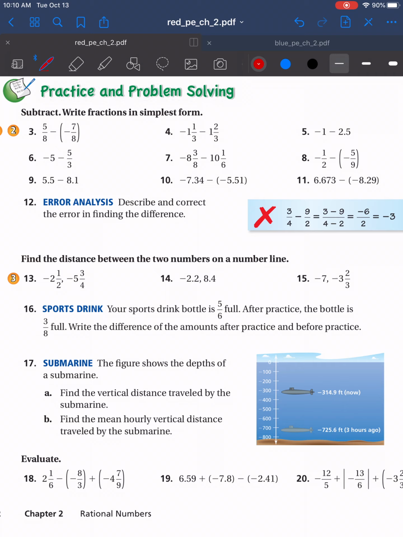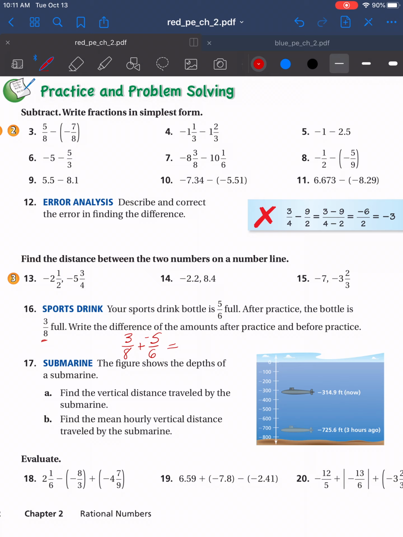Okay, so right now I already know difference means subtract. Okay, so let me see, this is number 16. So difference means subtract. So what did it start out as? After practice, the bottle is this, okay? So I know what I need to do is I need to go 3/8 minus 5/6, okay? Which is the same thing. I always like to work with addition. Is the same thing as this. So now I just have to go ahead and add.